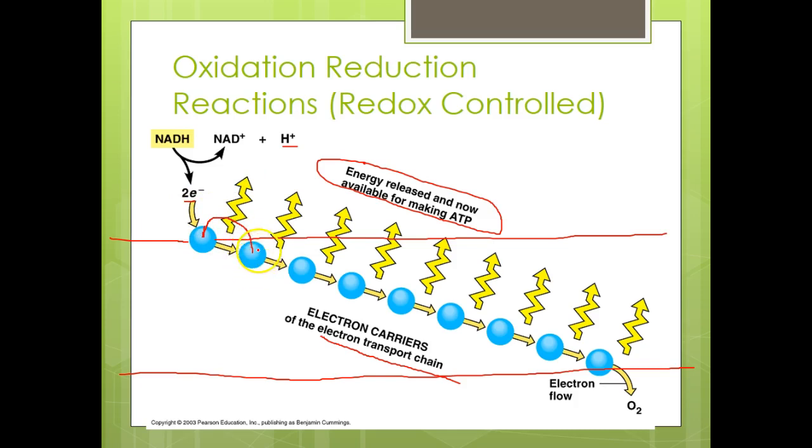Then the next protein is reduced, and then it's oxidized, and reduced, and oxidized, and reduced, and oxidized, alternating down the chain. The very last protein obviously will have to be oxidized as well, and there's always a final electron acceptor down here. In cell respiration, the final electron acceptor is O2, which is the reason that you require oxygen to live.